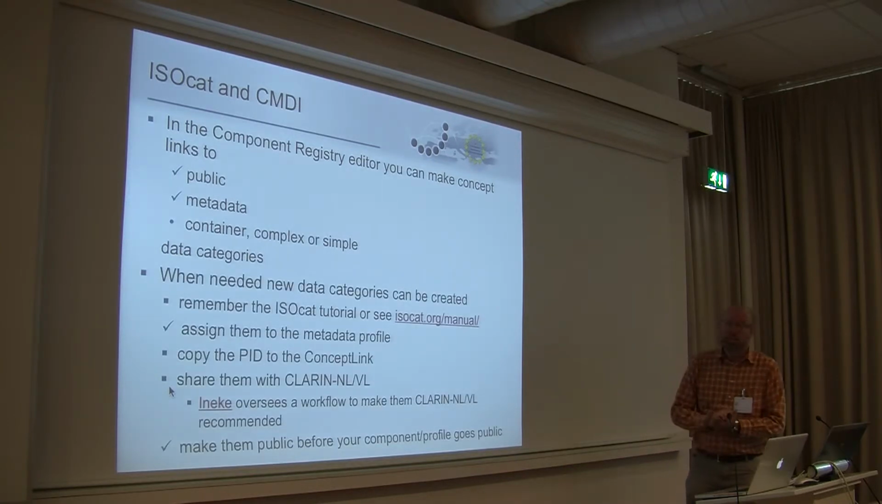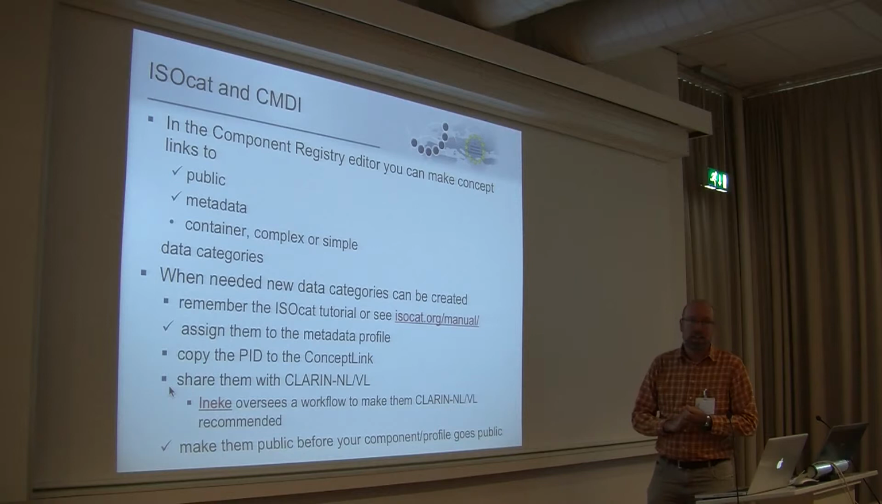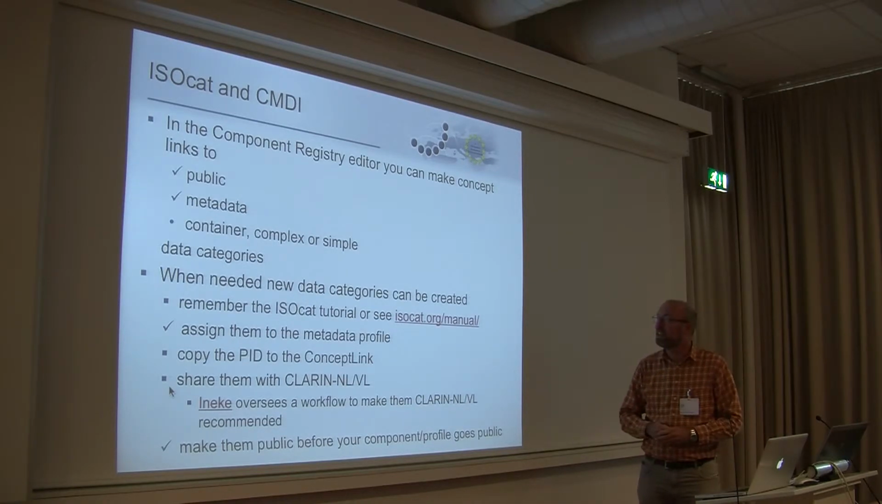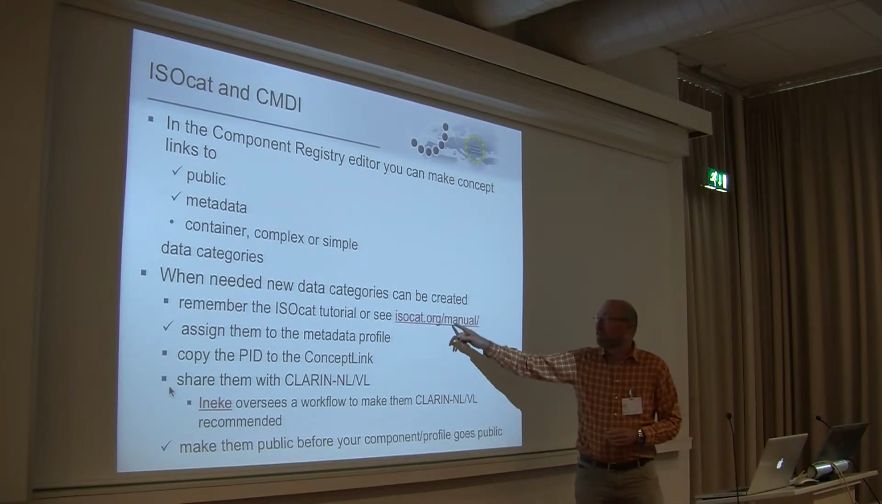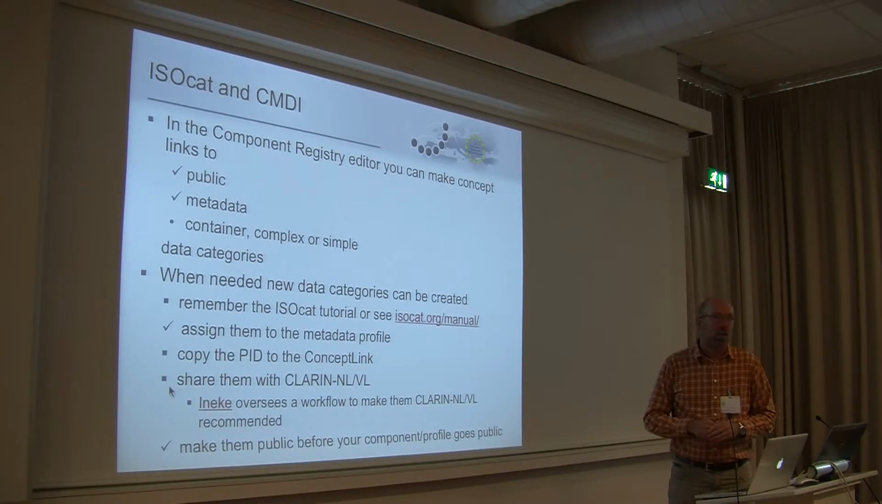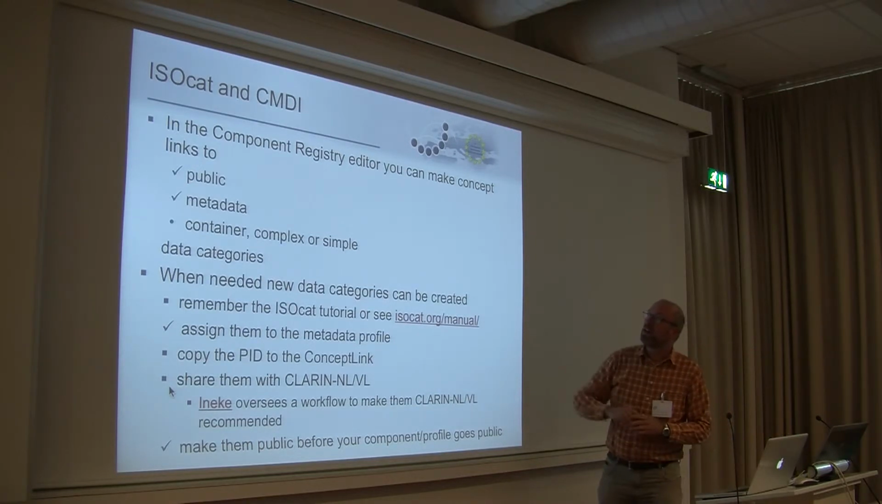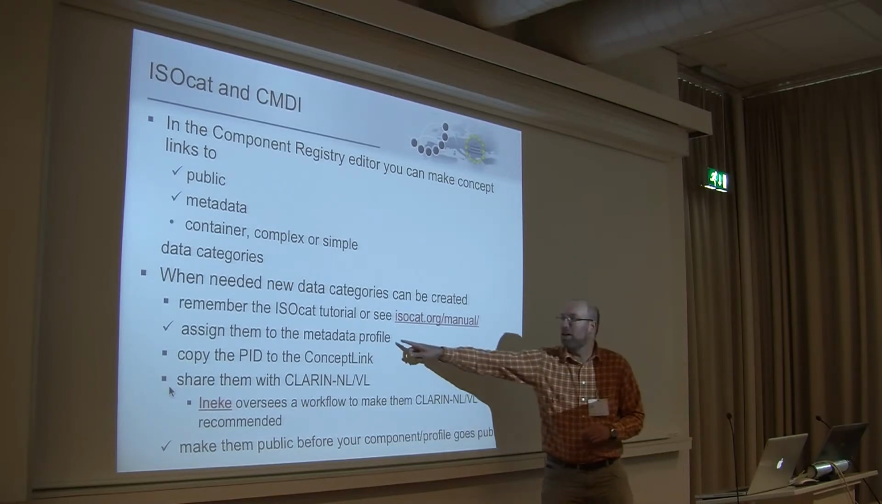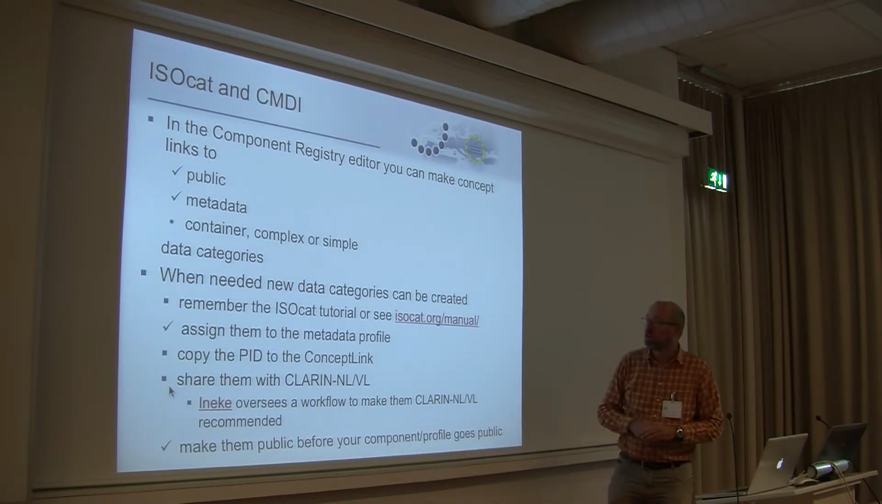So when you need new data categories, you can create them in ISOcat. If you're from a Clarin NL Call 3 project, you already will have had your ISOcat tutorial. You can remember how to create new data categories. On ISOcat.org there's also a manual. There are several screencasts that can help you to create data categories, and there will be other tutorials. What is important for things to appear in the component registry is that you assign them to the metadata profile. I'm going to show that in a moment.